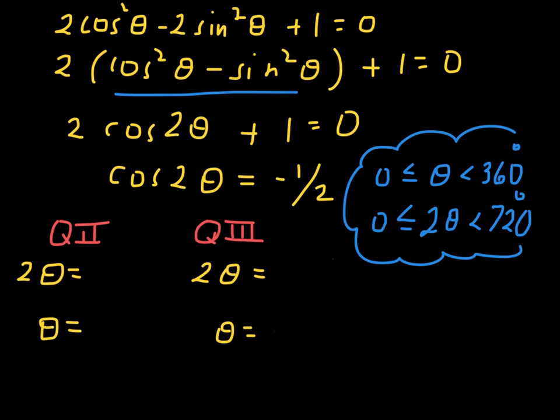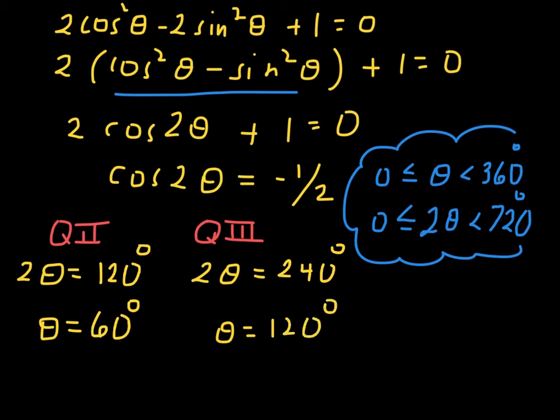Okay, cool. So we said cosine of 2 theta will be negative 1 half if 2 theta is 2 pi over 3, which is the same thing as 120 degrees. So dividing both sides by 2 gives you 60 degrees. Okay, so there's one answer in degrees, right? And then the other one was 4 pi over 3, which would be 240 degrees. And when you divide both sides by 2, you get 120 degrees. All right, good. Now I have my solutions in degree mode.